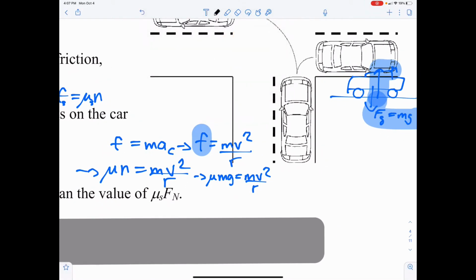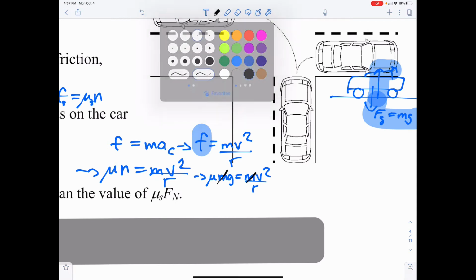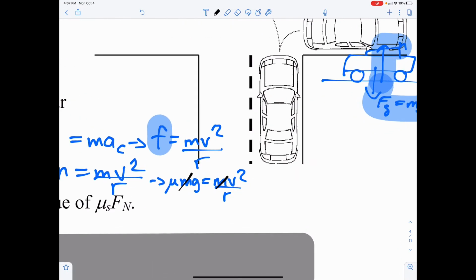Notice that m cancels, and we have a relationship that says mu times g is equal to v squared over r. Now, what this means is v squared over r is a constant for every circle if you're to maintain the frictional force in that circle, because mu is a constant and g is a constant.